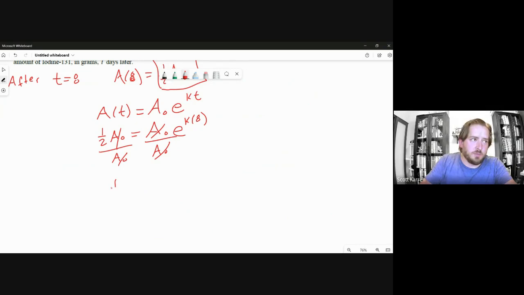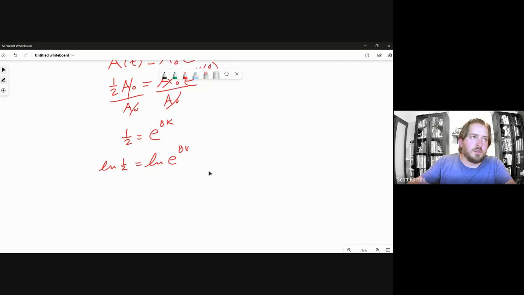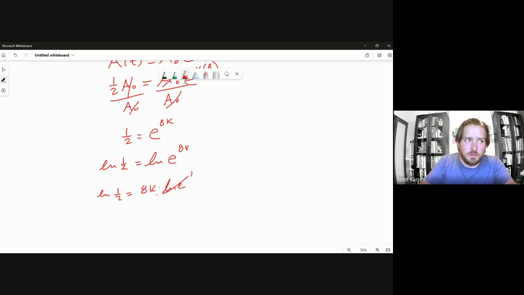The question's always going to boil down to, with a half-life problem, 1/2 equals e to the 8k. And then I just natural log each side. So I get the natural log of 1/2 equals the natural log of e to the 8k. The 8k moves out in front. Natural log of e is just 1. We get the natural log of 1/2 is equal to 8k. And I divide by 8.